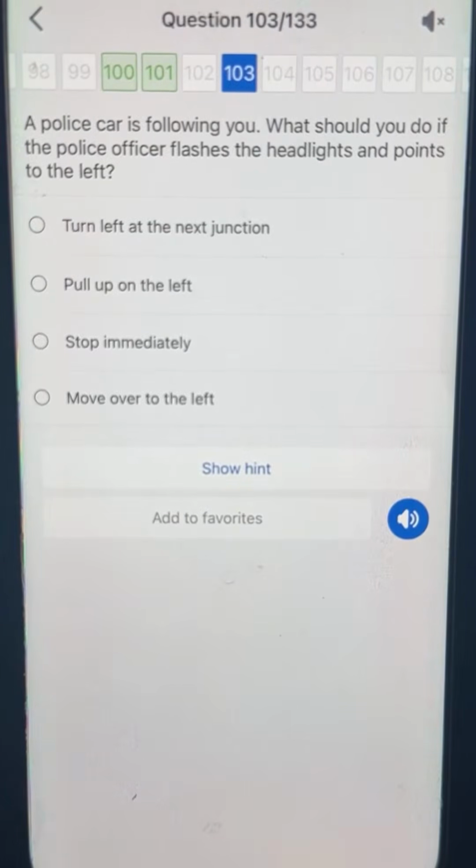Okay, when are we starting hazard perception? When I'm ready. What is the time?